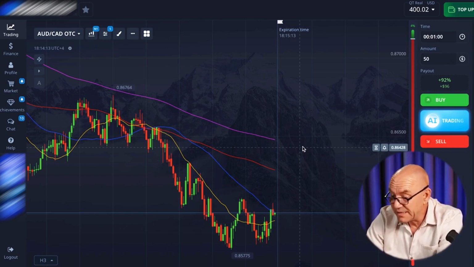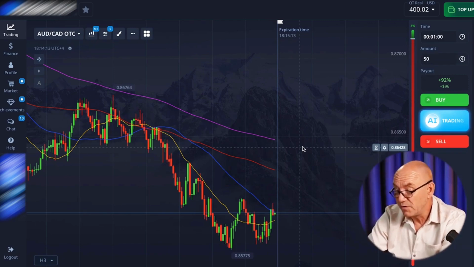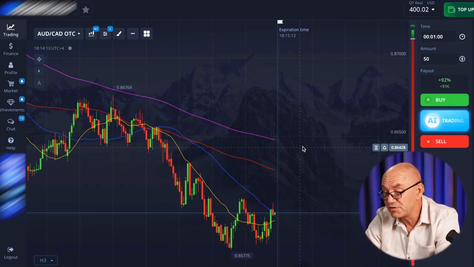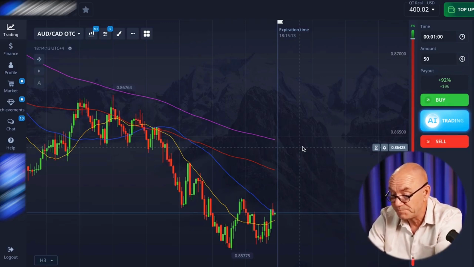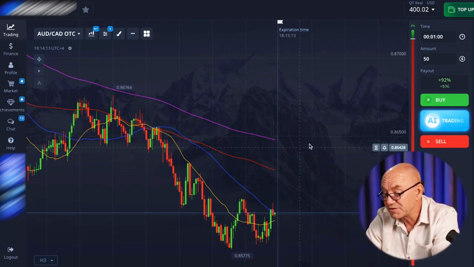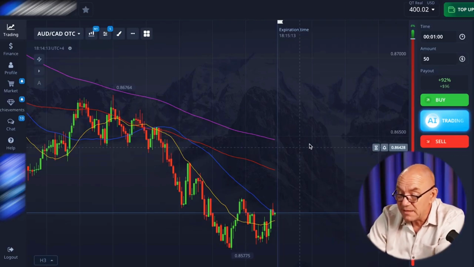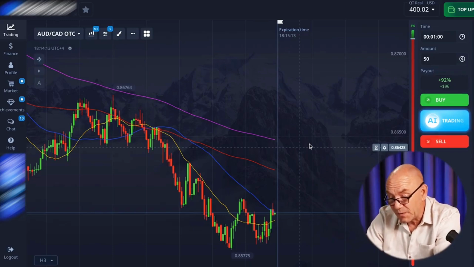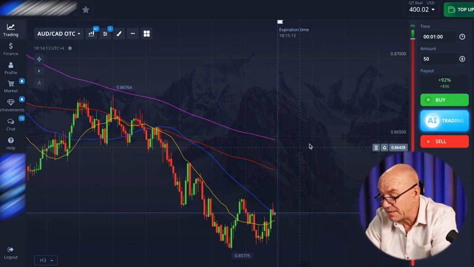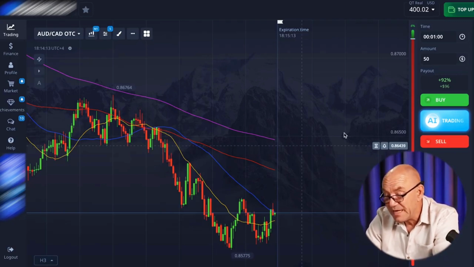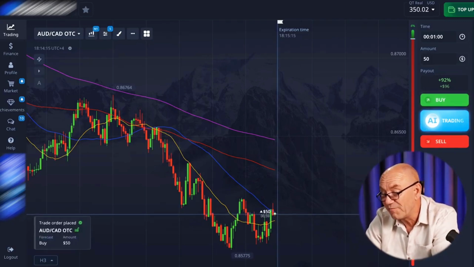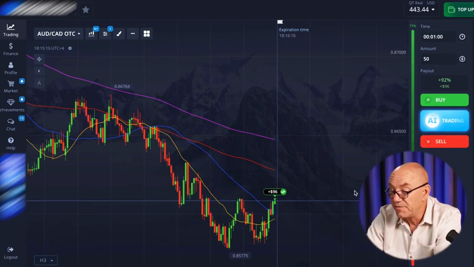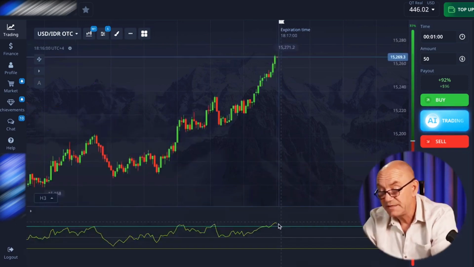On the AUD CAD OTC chart, we notice a situation where the price, after a gradual decline, begins to slow and prepares for a reversal. This is clearly confirmed by the interaction of the two lines, the 20 EMA, the yellow one, and the 50 EMA, the blue one. When the faster line, the 20 EMA, crosses the slower line, the 50 EMA, from the bottom to the top, this is often interpreted as a signal of possible growth. As a result, the price movement actually meets expectations. The position closes positively.